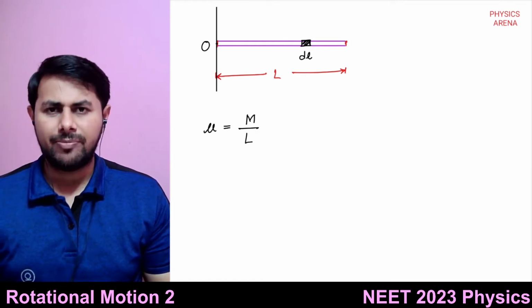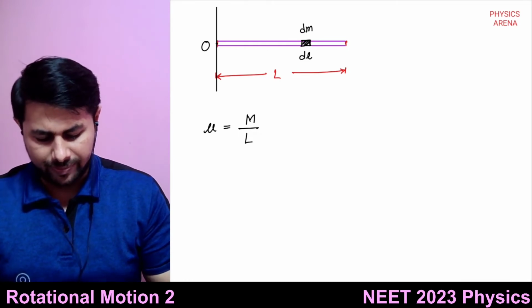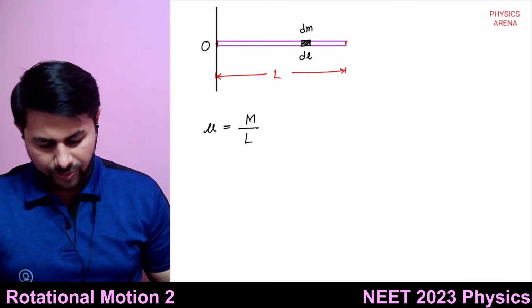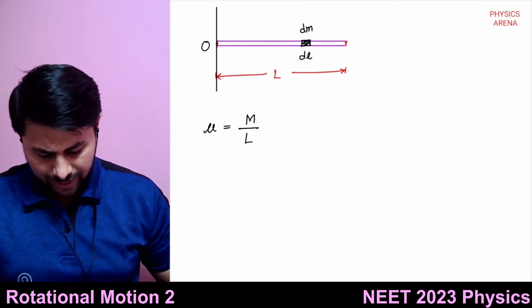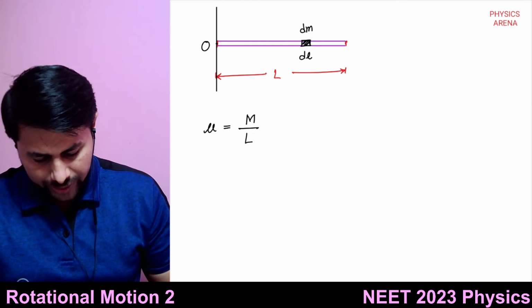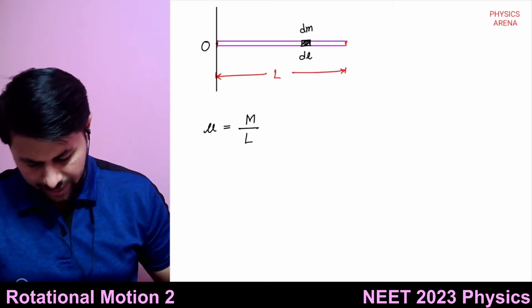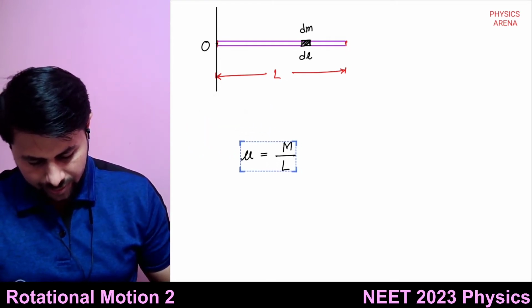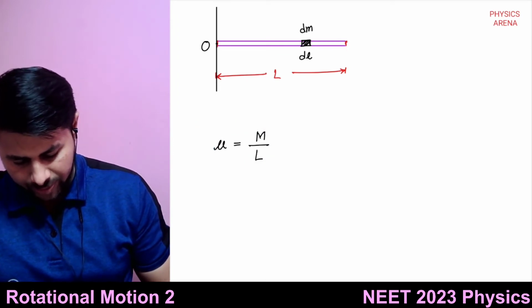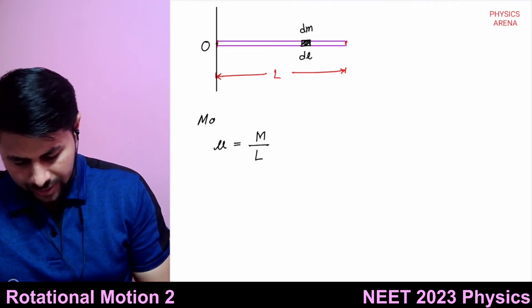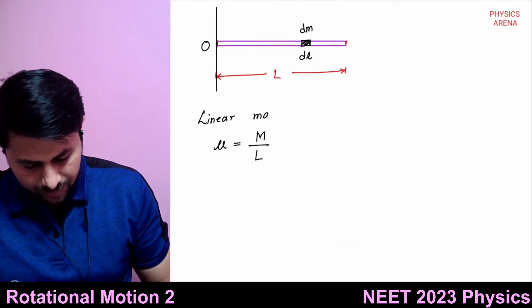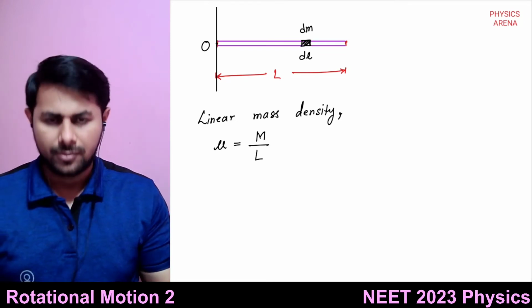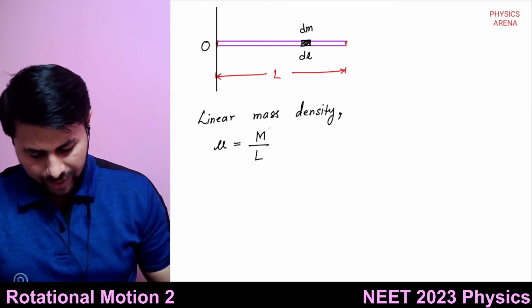Okay, so how much will be the mass? Mass is suppose dm. So what will be dm? So dm can be written as, see, mu is the linear mass density. What is mu? It is mass per unit length. It is known as linear mass density. Okay, so it is mass per unit length.